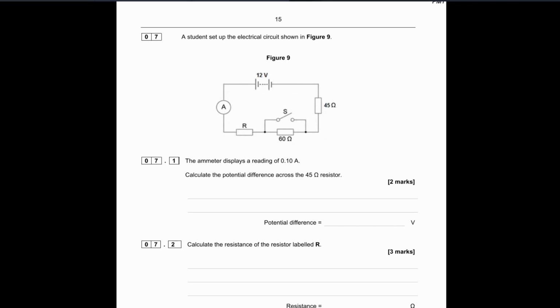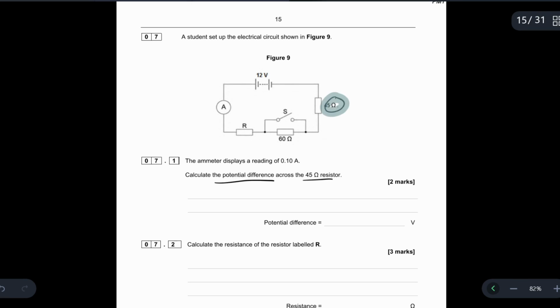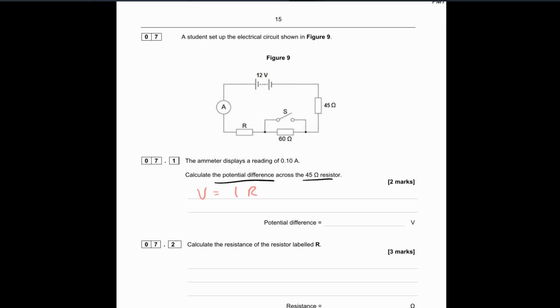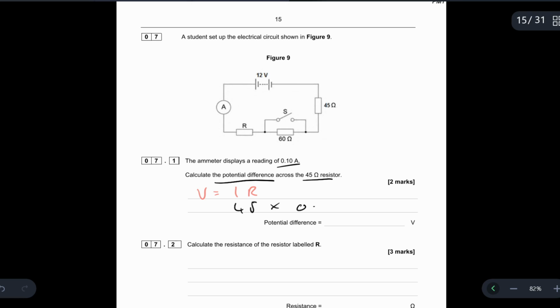So here we're moving on to a circuits question. All we need to do is calculate the potential difference across the 45 ohm resistor, which is this one here. Essentially for this question, you can use our formula, V equals IR. So Ohm's law, V equals IR. So we should have the resistance. The resistance given to us is 45 ohms. And the current is also given to us of 0.1 amps.